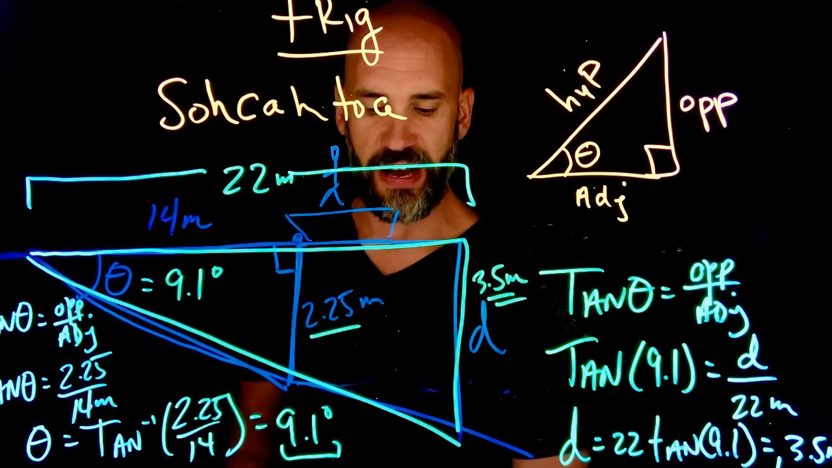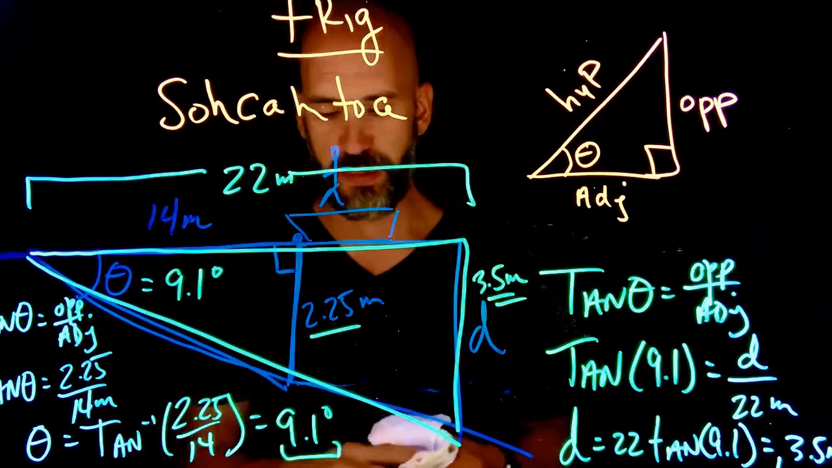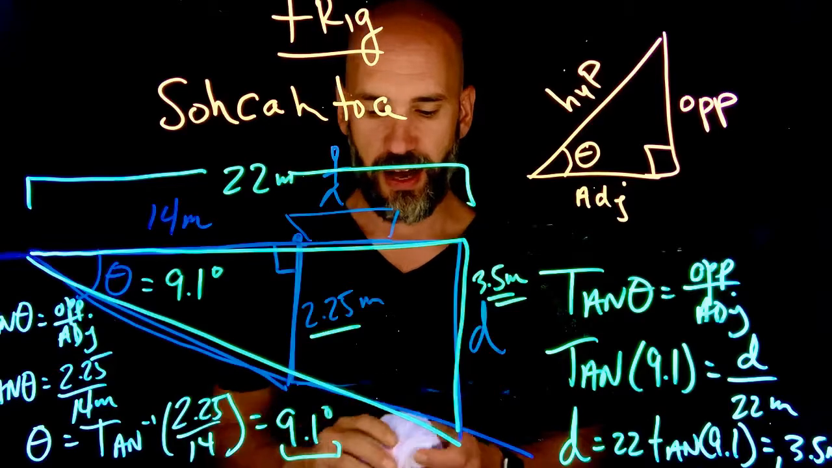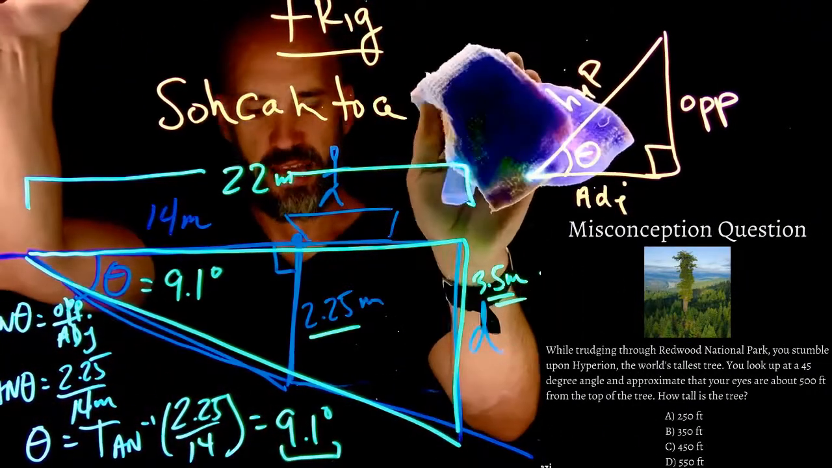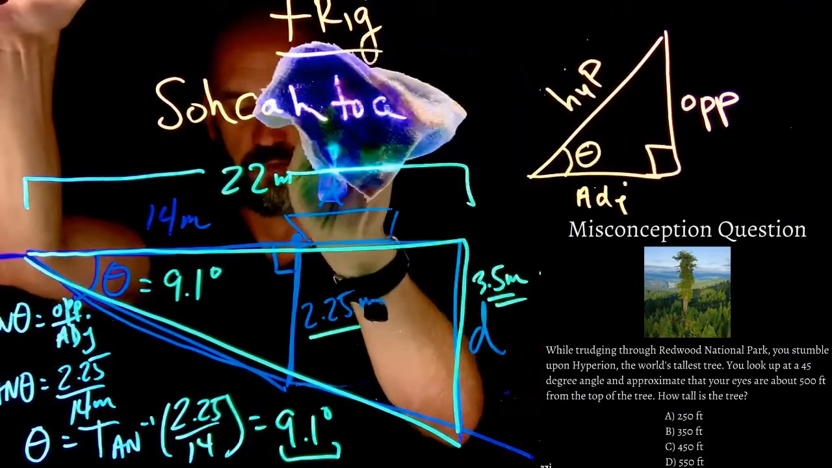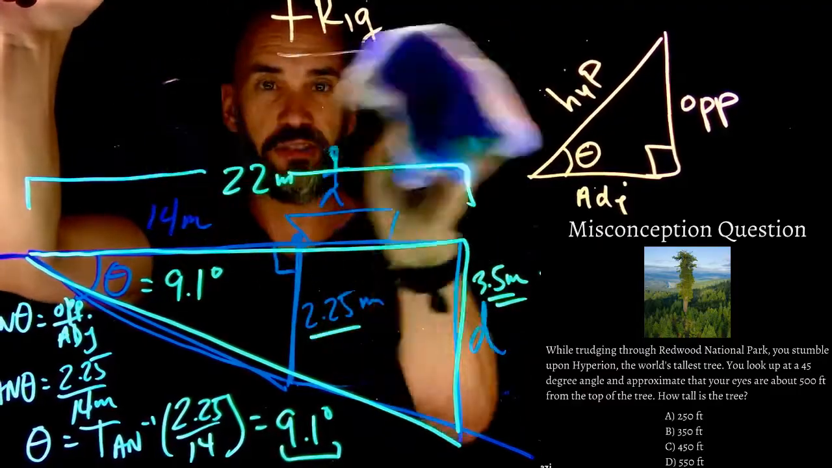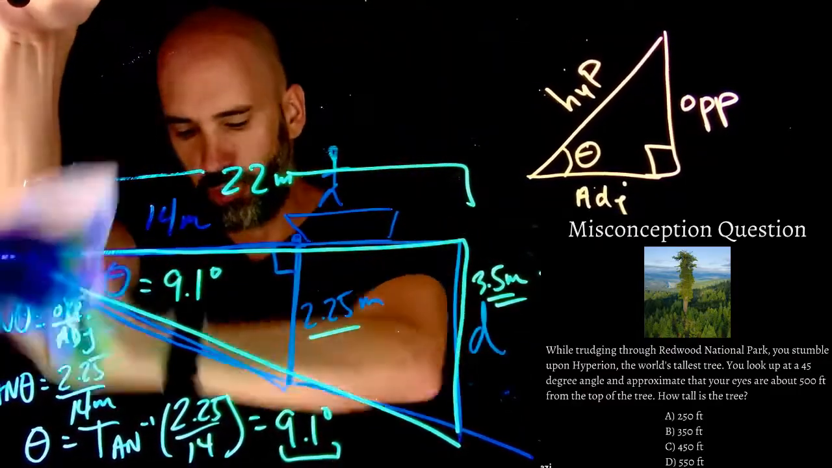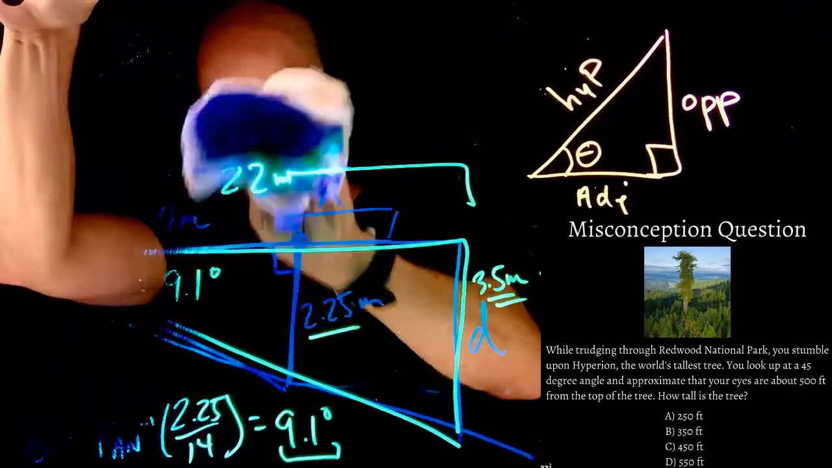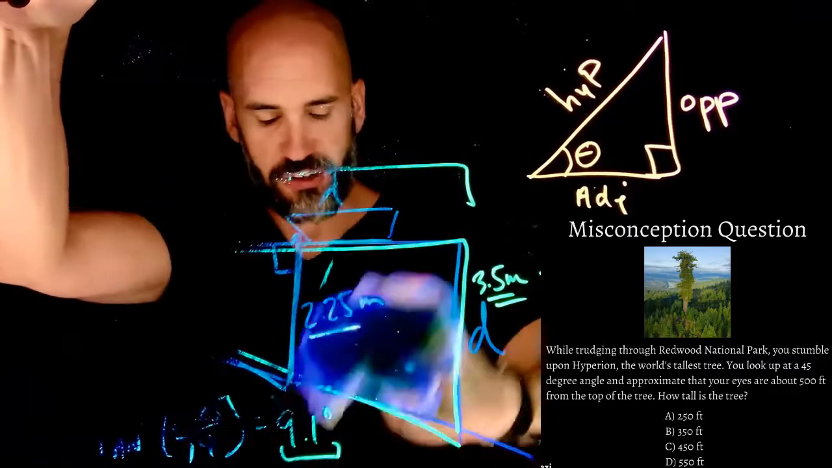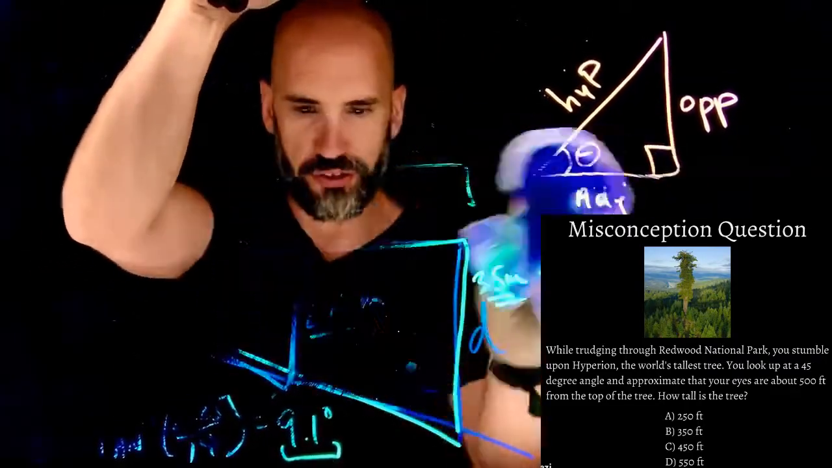If you could go ahead and advance to the slide that says misconception question with the tree. It's about a tree in the Redwood National Forest called Hyperion, which is actually the tallest tree in the world. And while I'm erasing here, I'll read. While trudging through the Redwood National Park, you stumble upon Hyperion, the world's tallest tree.